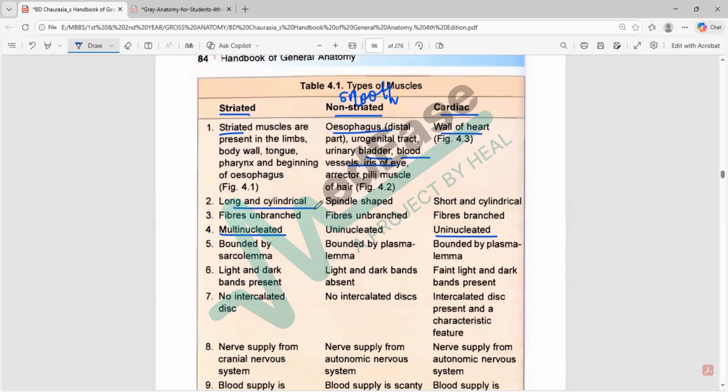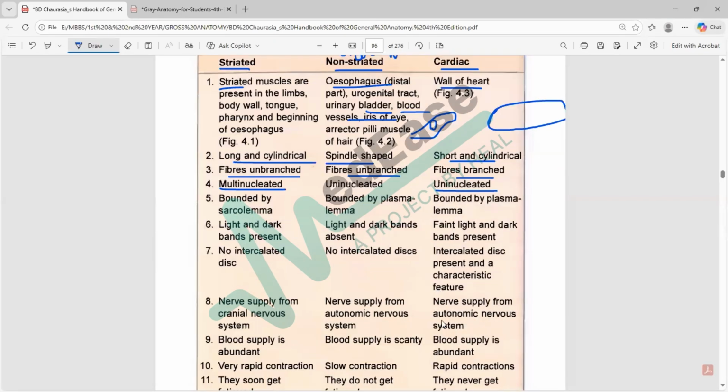The striated muscles will be long and cylindrical. Smooth muscle will be spindle shaped, somewhat like this. This will be the shape of the smooth. This will be the short and cylindrical, the structure of the cardiac. Another point is that the fibers are unbranched for both skeletal and smooth, whereas cardiac contains branched fibers. Skeletal is multinucleated, non-striated or smooth muscle is uninucleate, whereas cardiac is also uni- or binucleate mainly. Remember the blood supply as well.